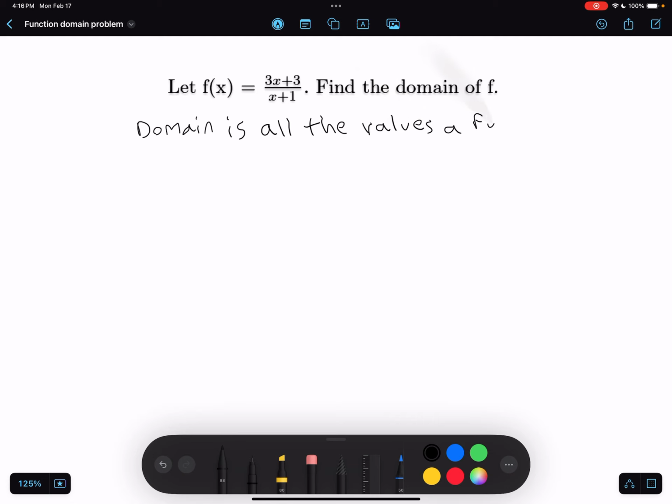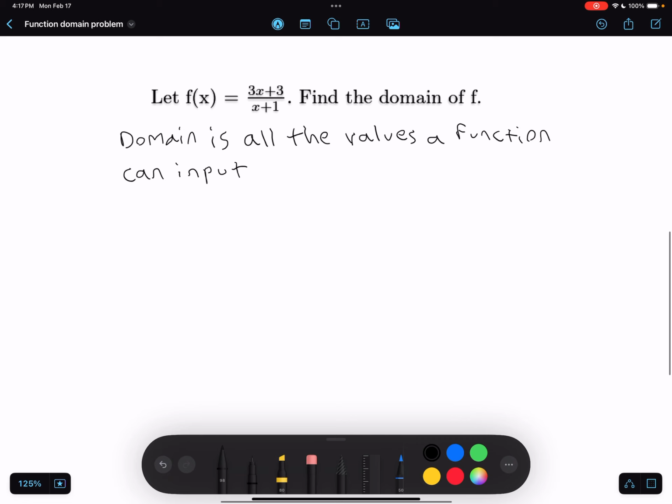Because if you have a 0 denominator, you're not going to get an output, it's just going to be undefined. So that would not be a valid input, and thus it would not be included in the domain. Okay, so the domain is all the values a function can input and produce a valid output. That's important information to know. There's also the range of a function, but we'll get into that in future videos. The range is the set of all values a function can output, no matter what the input is. Now that we know what the domain is, we can begin to solve the question.